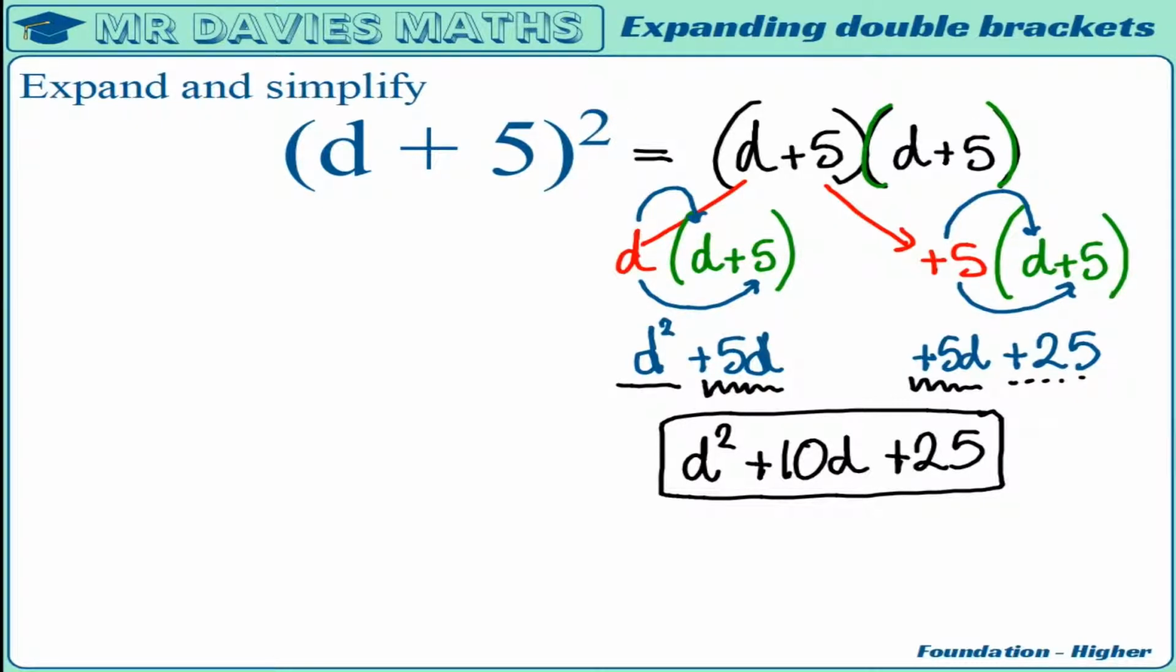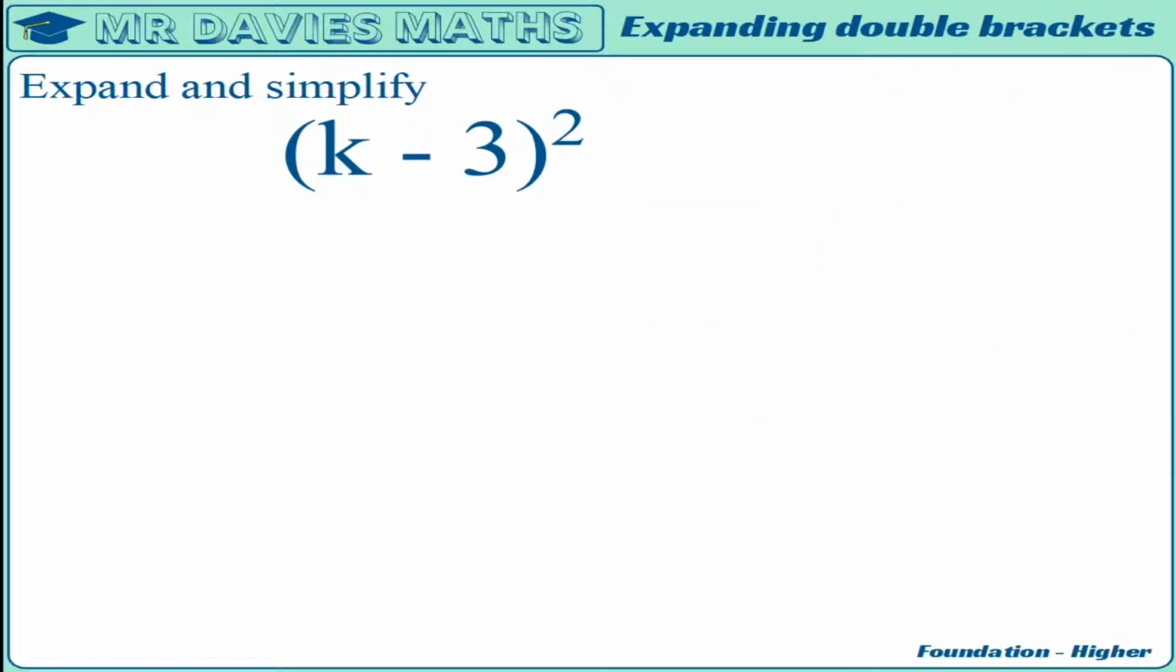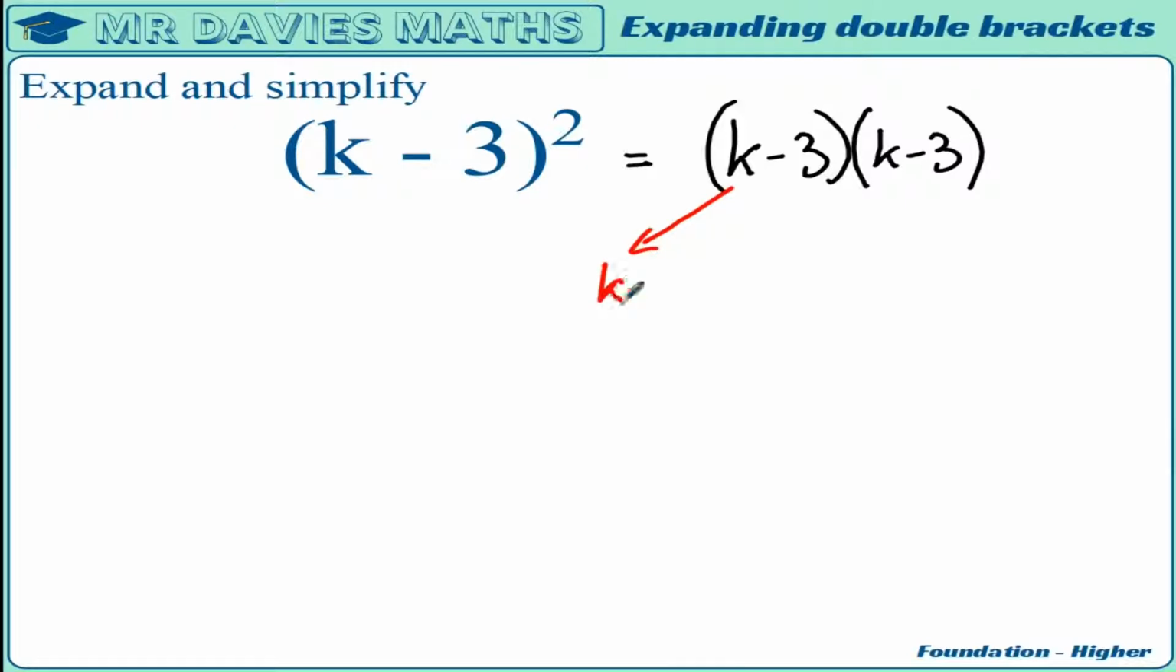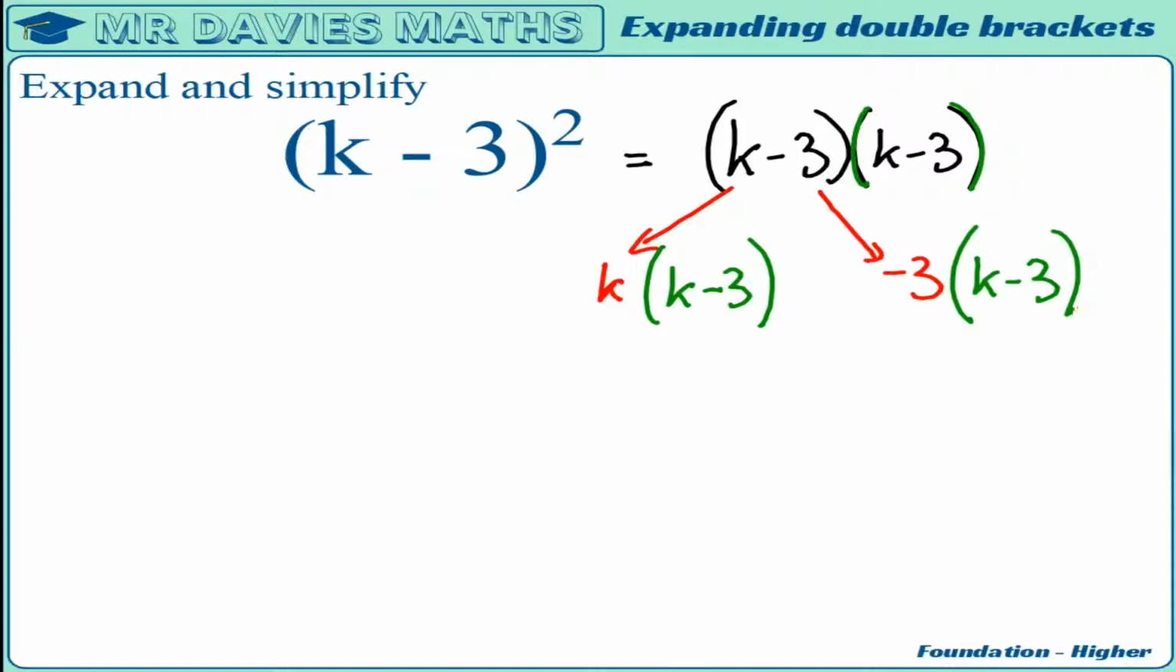Let's try another one. So here we go, this time we've got k minus 3 in there, but that's not a problem because we've been doing some negative ones. I've got k minus 3 squared means times by itself. So all I need to do is break open the first bracket and put k over there, and I'm going to put this time minus 3 over here. The second one is repeat the bracket. Again, it is exactly the same, but that's fine. k minus 3 and k minus 3. Here we go, two single brackets.